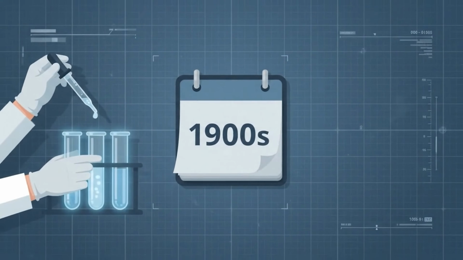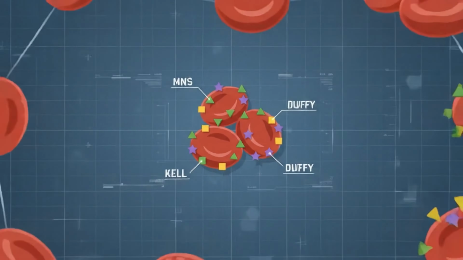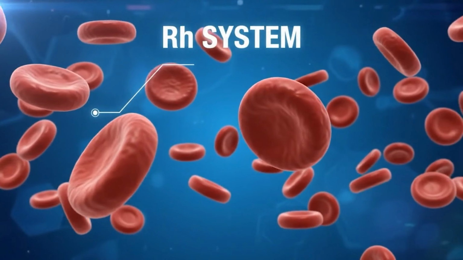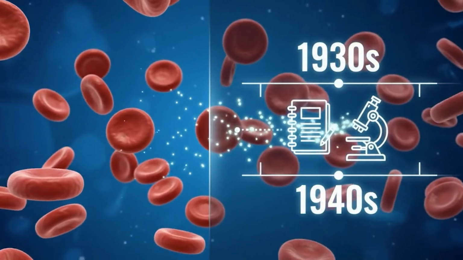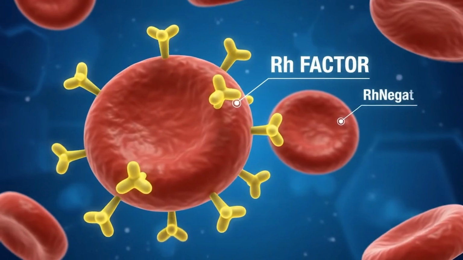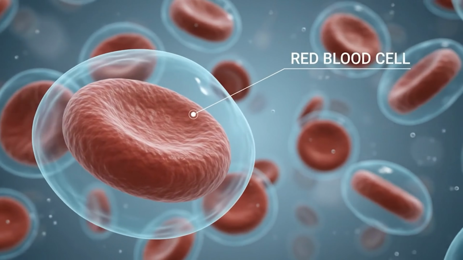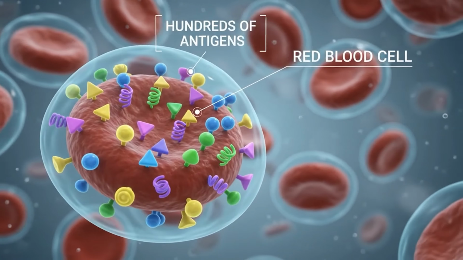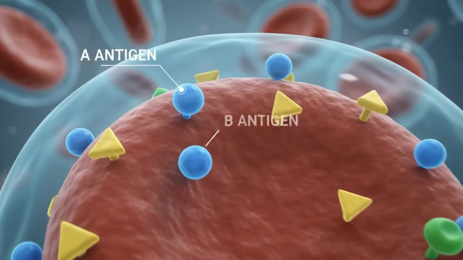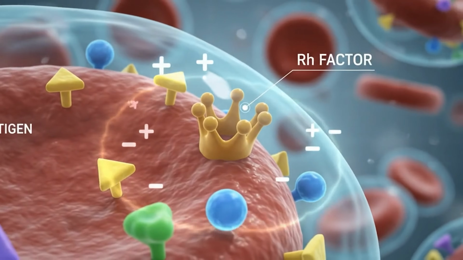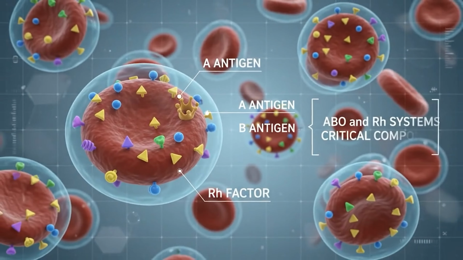In the 20th century, researchers discovered many additional blood group systems. One of the most important was the Rh system, identified through research in the late 1930s and early 1940s. Today, scientists recognize hundreds of blood group antigens across many blood group systems. So ABO and Rh are extremely important, but they are only part of the much bigger blood group universe.